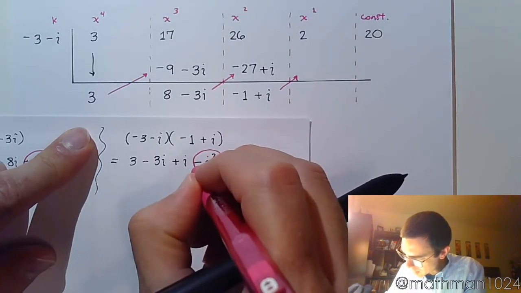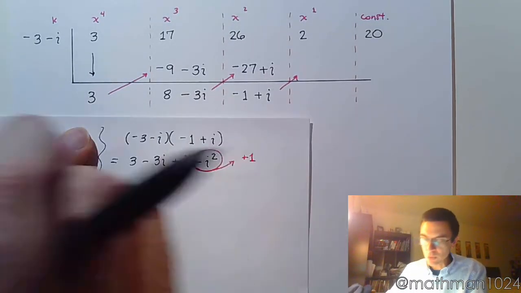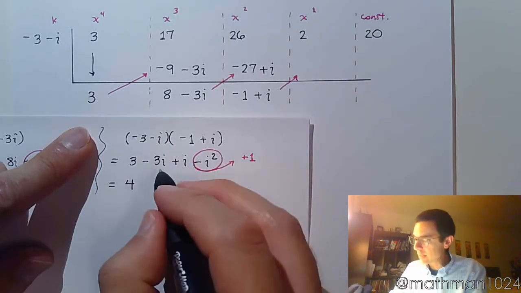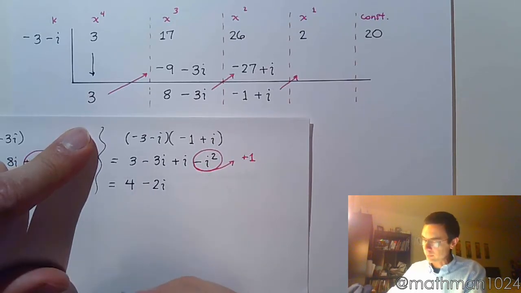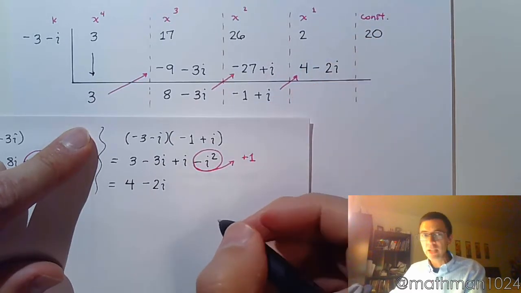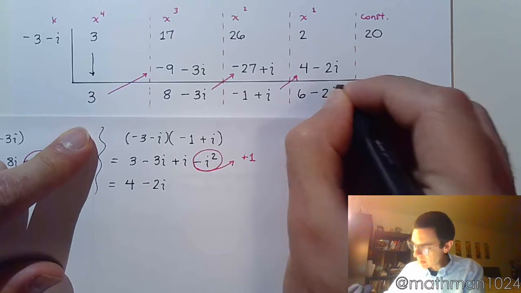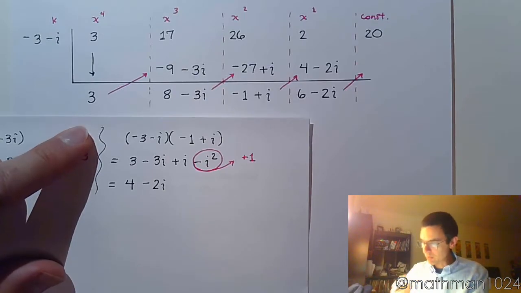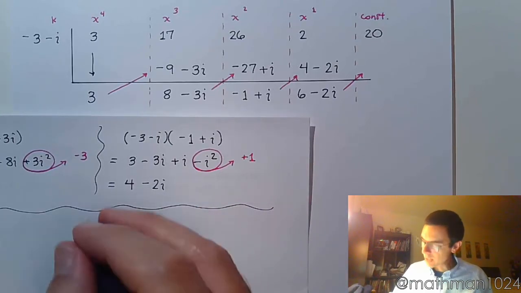And a minus I squared just becomes plus 1. So when I combine everything here, I get 4 for the real stuff. Negative 3I plus I is minus 2I. So 4 minus 2I goes up here. And again, with synthetic division, we combine these guys. 6 minus 2I. And then we have one last step where we're going to have to multiply 6 minus 2I times the negative 3 minus I.